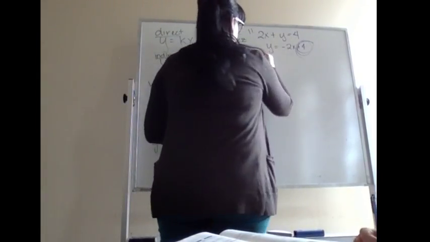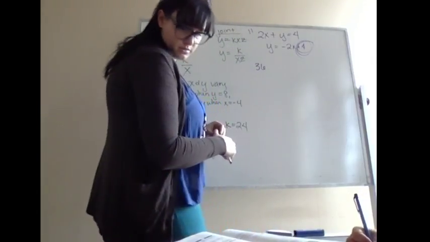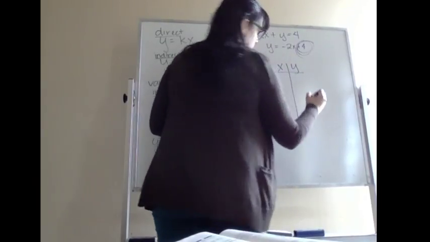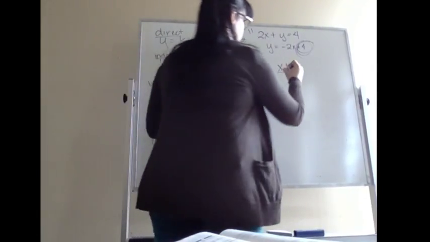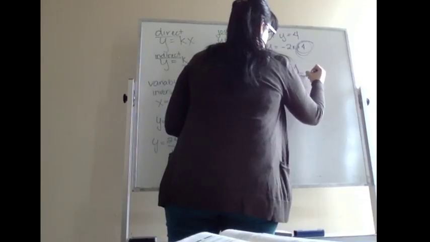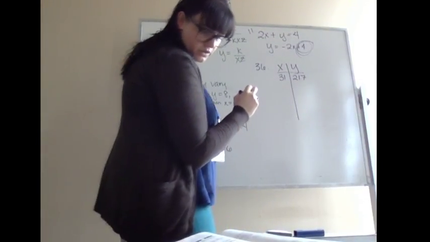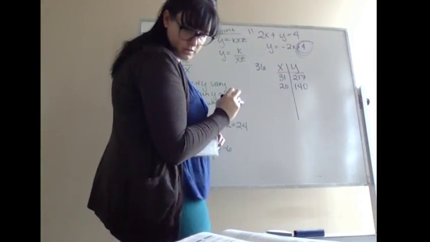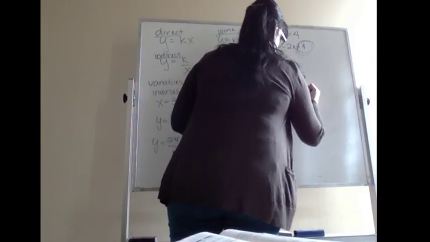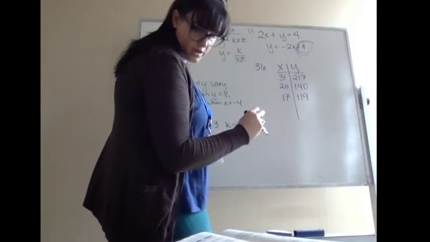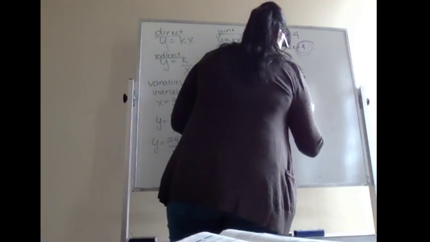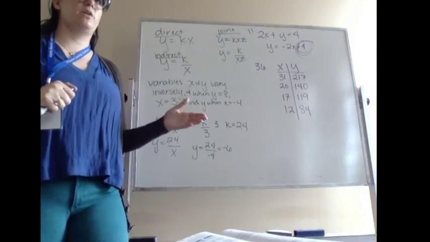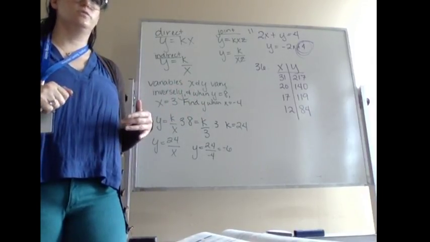So number 36 gives a table of values. So you have x and y. 31 to 17. 20 and 140. 17 and 119. And you have 12 and 84. And it wants you to do the same instructions. Tell whether this is direct, inverse, or neither, as far as variation goes.